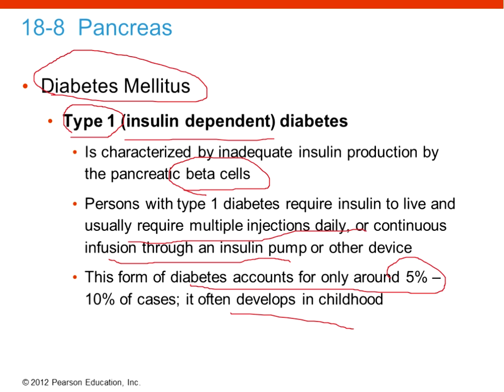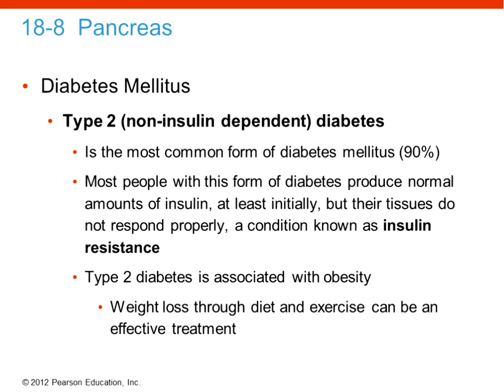So this, again, accounts for only about 5-10% of the cases and often develops in childhood. Again, hence why we used to call it juvenile diabetes. But I think pretty much now the preferred nomenclature is type 1 diabetes.